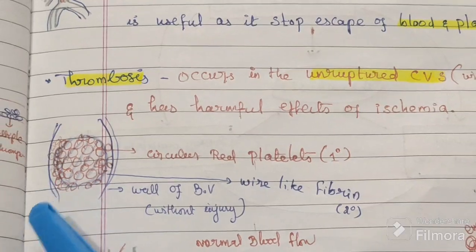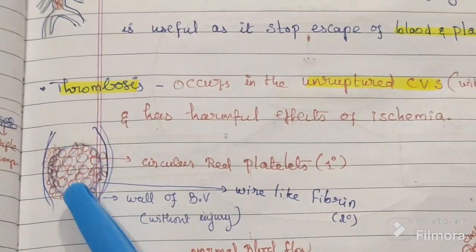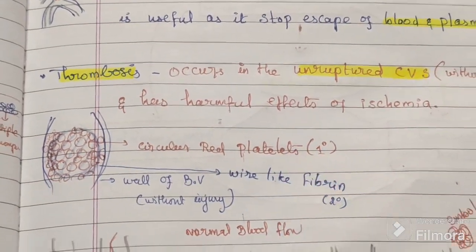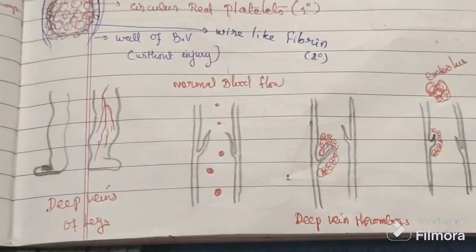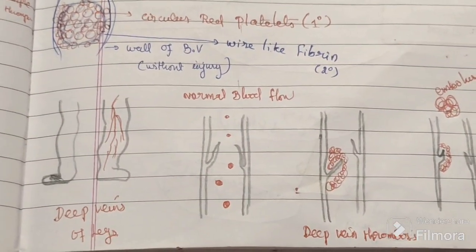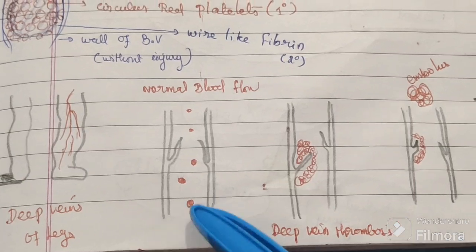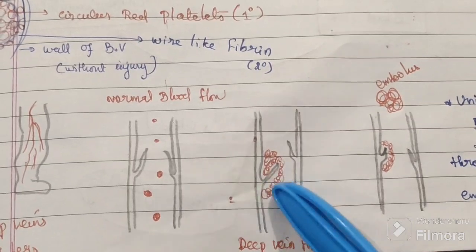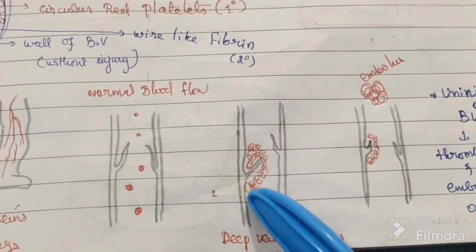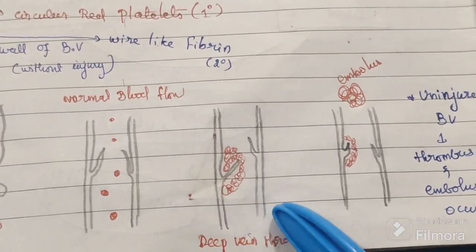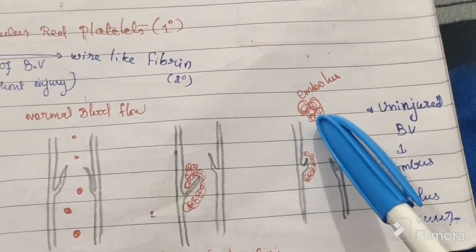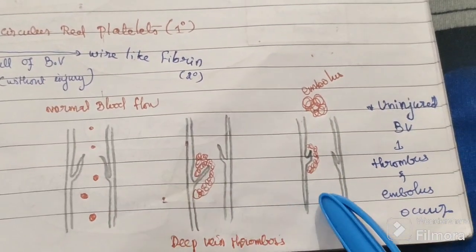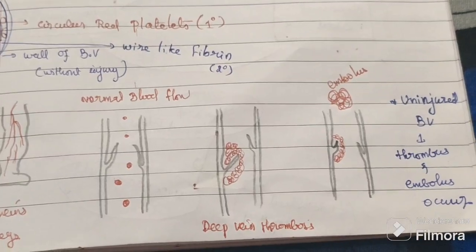So this is the diagram of thrombus formation. This is the blood vessel without injury, the red ones are the platelets, and this wire-like one is the fibrin. So primary clot followed by secondary clot. Here there is uninterrupted blood flow, this is the normal blood flow. In uninjured blood vessels, with no injury, there is still thrombus formation. Here, once detached, this is called embolism. Uninjured blood vessels, thrombus and embolus occur, embolism.